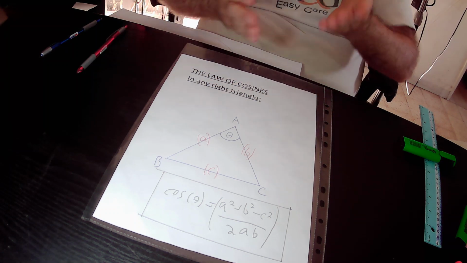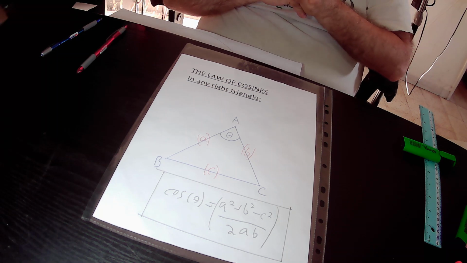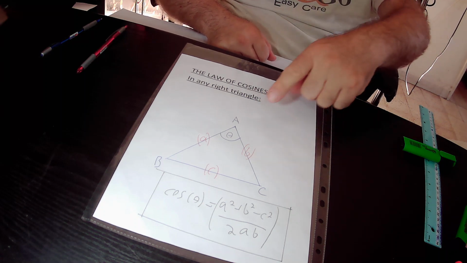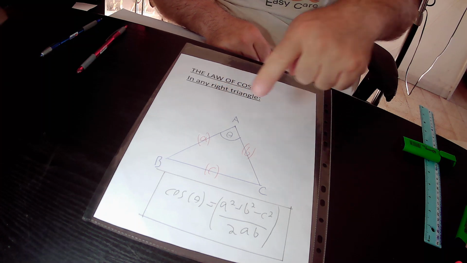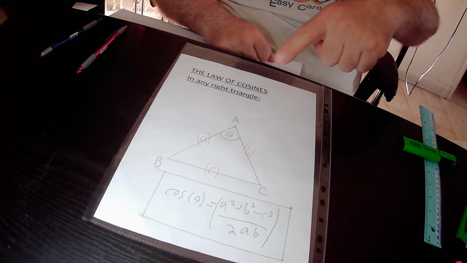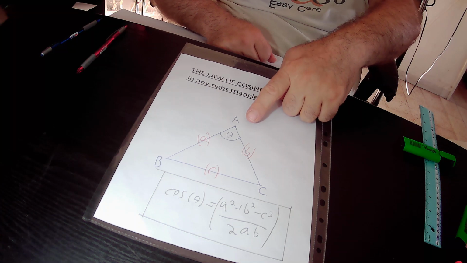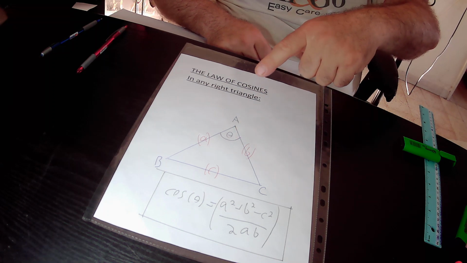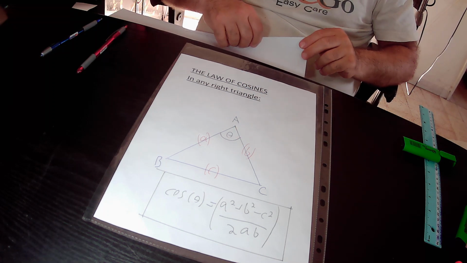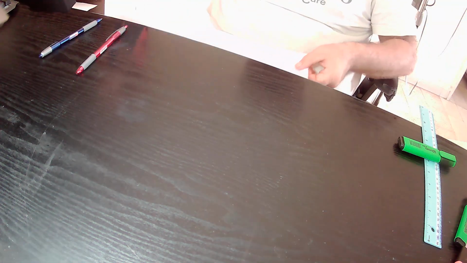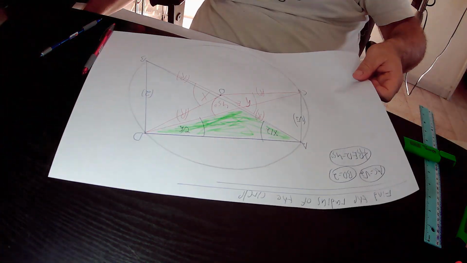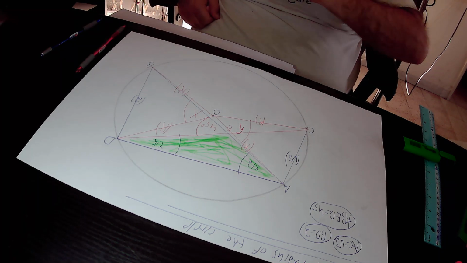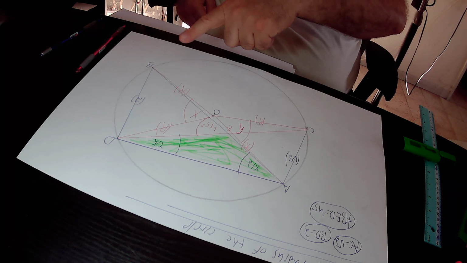And according to the law of cosines, in this triangle ABC, that could be any triangle, the following equation will be true: cosine theta equals A squared plus B squared minus C squared over 2 times A times B. Again, cosine theta in this triangle ABC equals A squared plus B squared minus C squared over 2 times A times B. In the next step, I will copy this triangle, triangle BOD, in the new page, and we will implement the law of cosines in this triangle, triangle BOD.